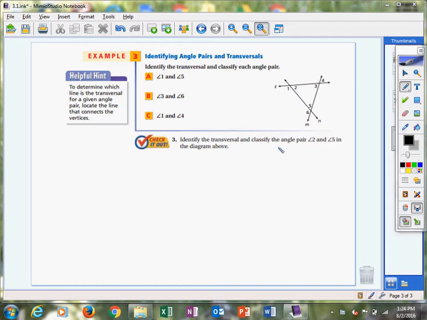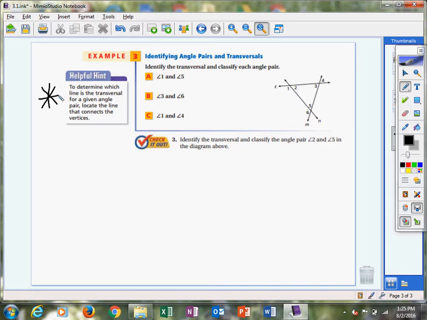angle pair. So here's a great helpful hint right here to determine which line is the transversal for a given angle pair. Locate the line that connects the vertices. That's your hint. That's how you're going to know. So pay real close attention to that. I think once you do a couple of these, it's really going to stand out. You're going to go, I got this.